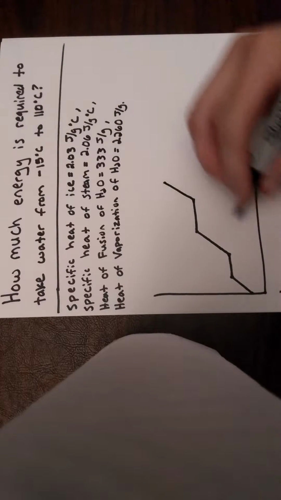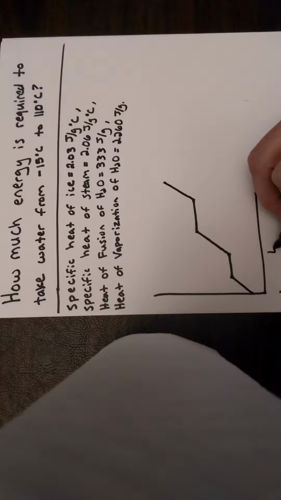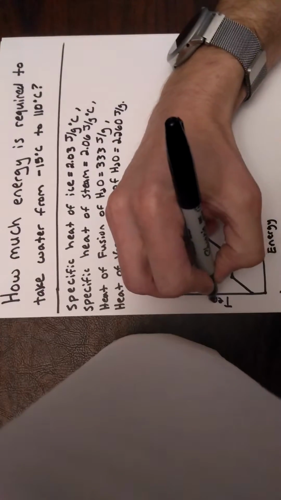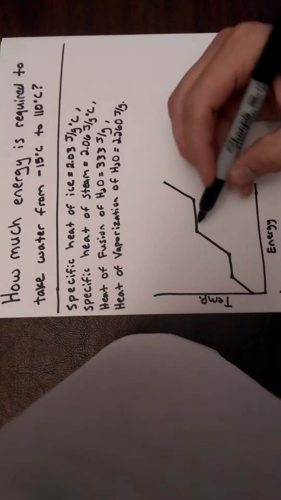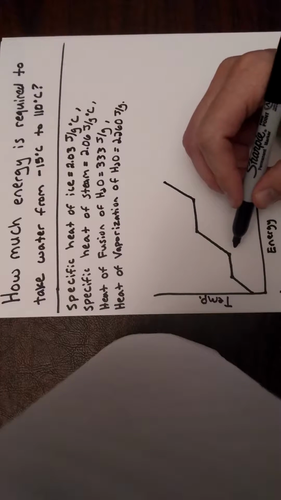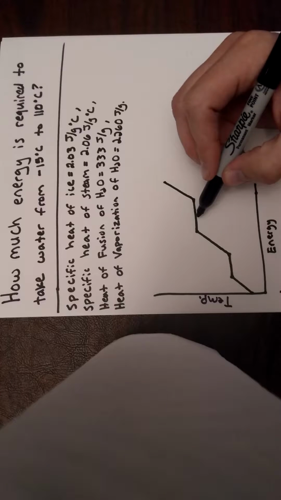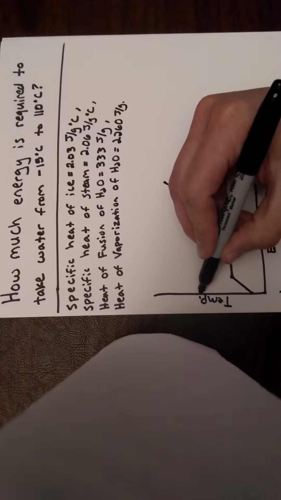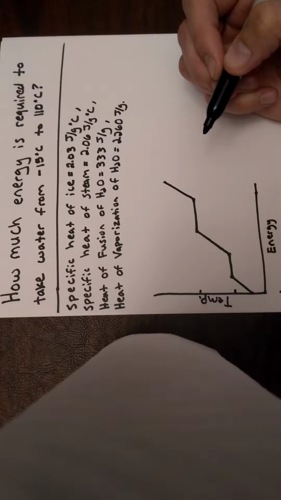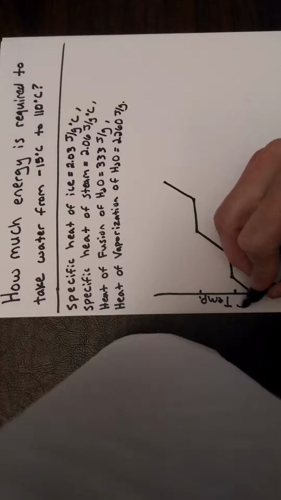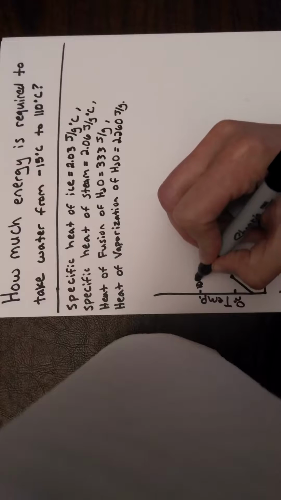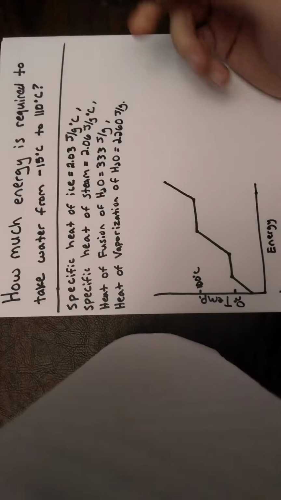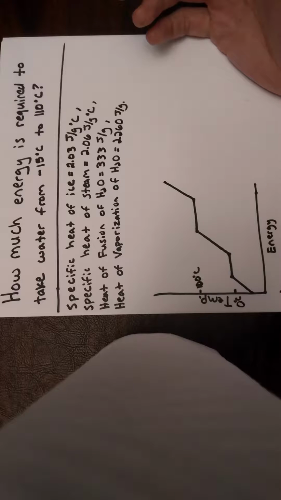This graph has got energy on the bottom and temperature on your y-axis. Your flat parts are where your substance melts and boils. So the boiling temperature and the melting temperature should be added to the graph. So water melts at 0 degrees Celsius and boils at 100 degrees Celsius. That lets us have a starting and ending point for where we're going to be for this question.